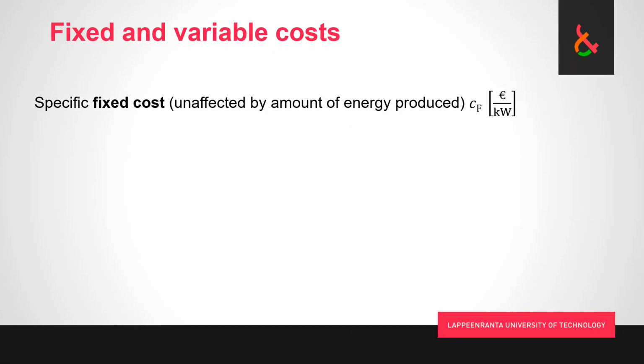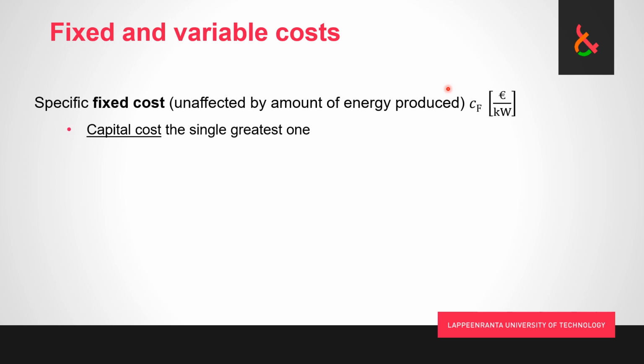Okay, then we have also fixed and variable costs. So basically we want to convert fixed costs into specific fixed cost. The fixed part means that this part of the cost is not affected by how much we actually produce energy. Even if we don't actually run the plant at all, we still have to pay all of this fixed cost. And we typically want to give this as specific fixed cost per unit power of the power plant that we built.